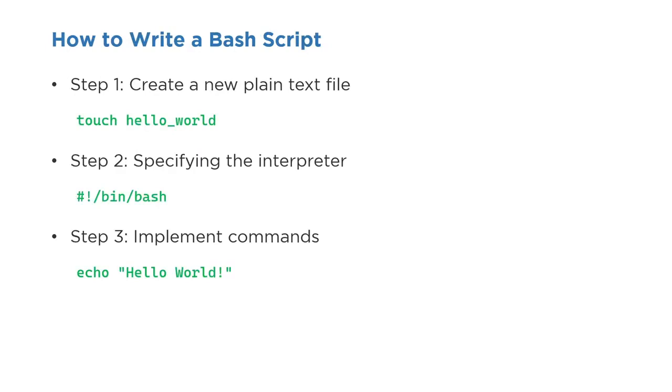To create a bash script, the first step is to create a new plain text file. The second step is to specify the interpreter, which is bash. So we'll use bash to interpret the content of the hello world file. The third step is to implement the commands that we want to execute. For our example here, we use echo hello world that prints out hello world.